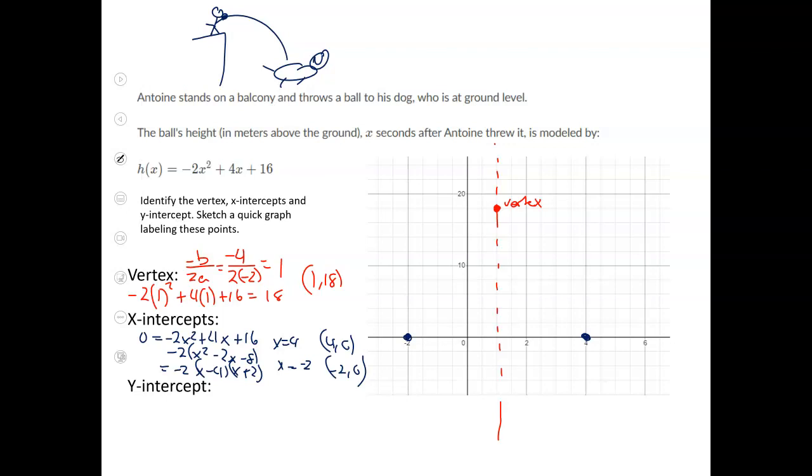Y-intercepts. Set x to 0, okay? So solve for the height at time 0. Negative 2 times 0 squared, plus 4 times 0, plus 16 equals what? Where did the 0 come from? The 0 came from y-intercepts are when x equals 0. So we made x 0. Okay, so my y-intercept is going to be at (0, 16).